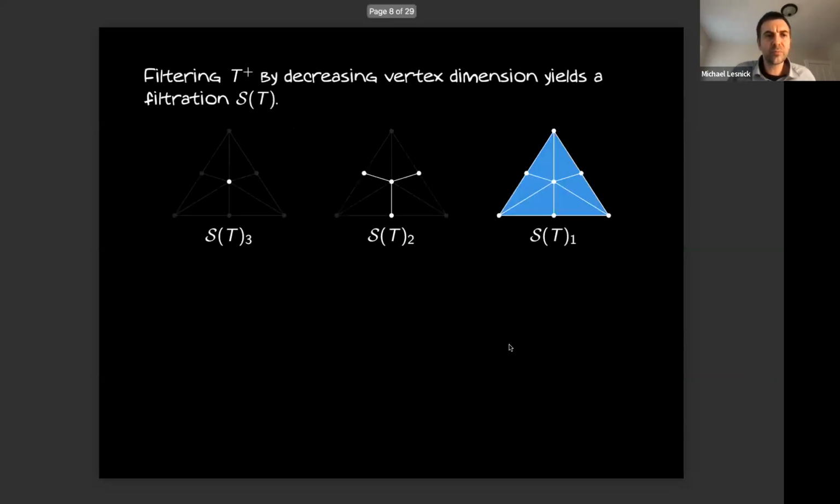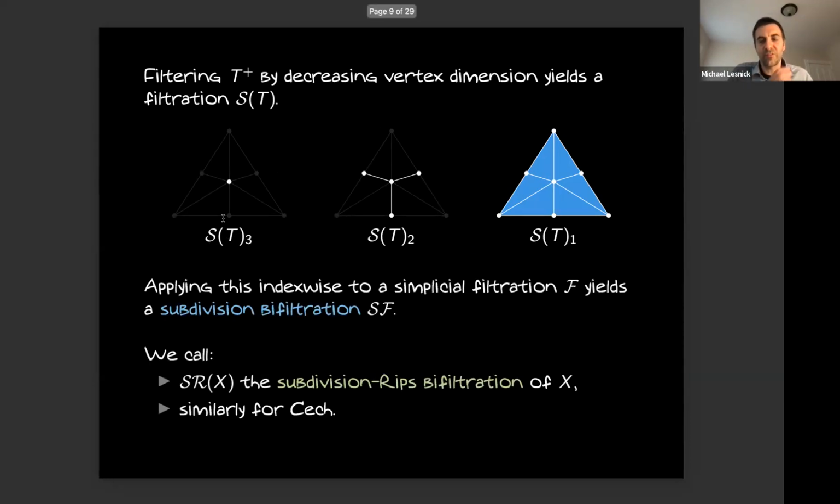This vertex in the barycentric subdivision corresponds to this 2-simplex in T, and we can think of that as having dimension 2. So filtering this barycentric subdivision by decreasing vertex dimension yields a filtration that I'll denote ST, like this. In the case of T from the previous slide, the filtration looks like this. Now this vertex here has dimension 2, we said, so you might wonder why I index this complex as 3. Well, I shift my indices by 1 for reasons that I won't get into here, but don't worry about that. So this is the filtration associated to the barycentric subdivision.